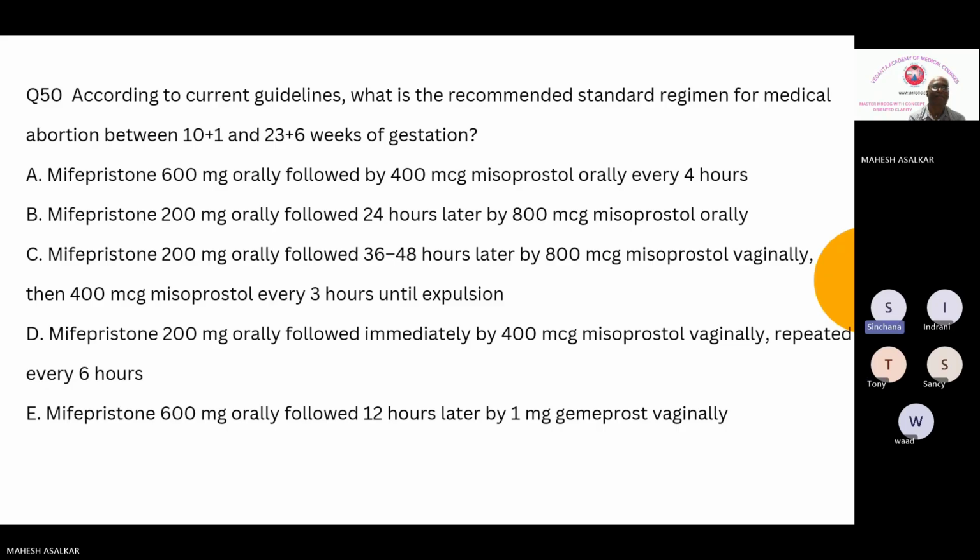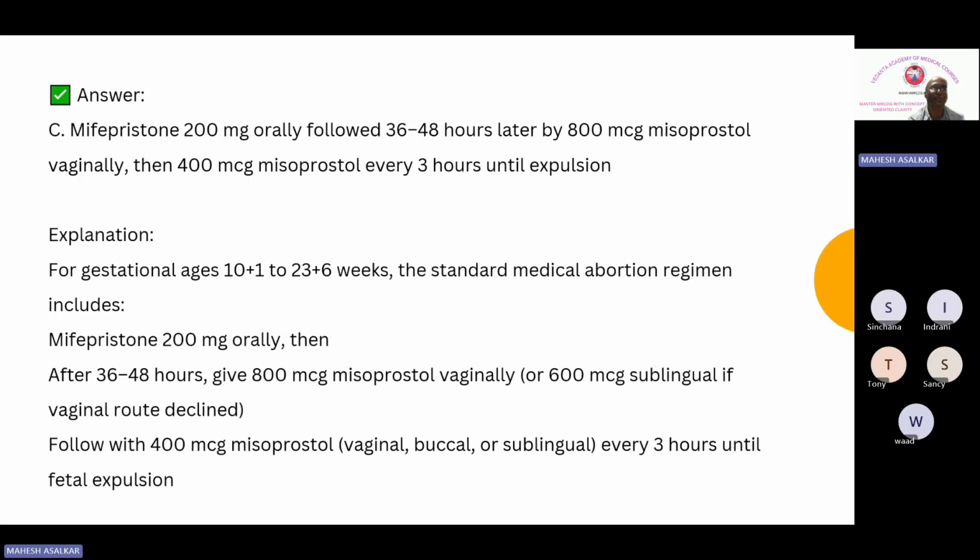Option C. Yes, C is correct, no doubt. This we have to remember, because this is the commonly used gestation where mife and miso are used. So 200 followed after 36 to 48 hours by 800, followed by 400 every 3 hours. So C, this is the dose.